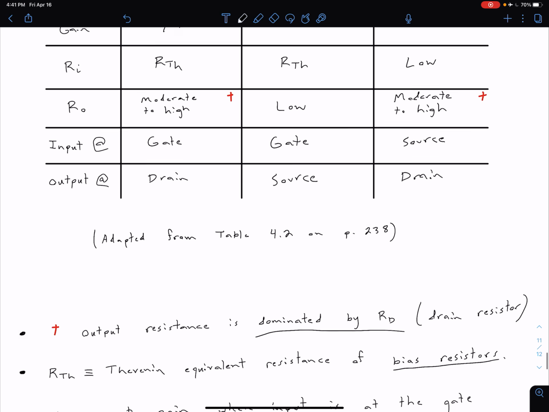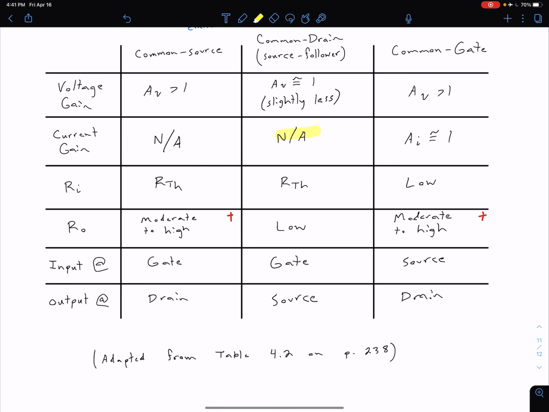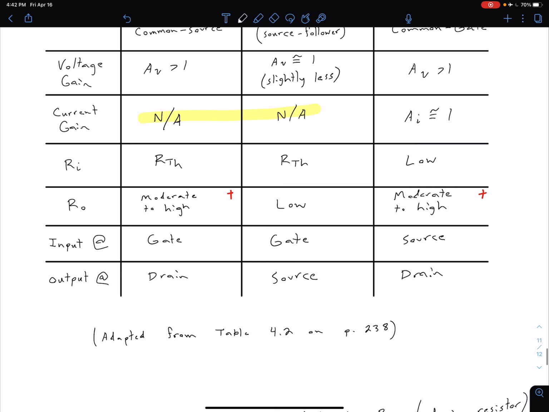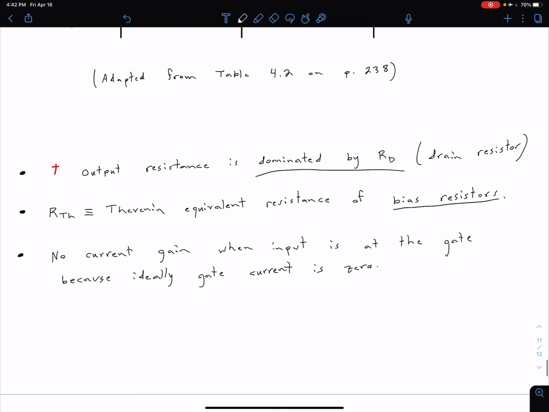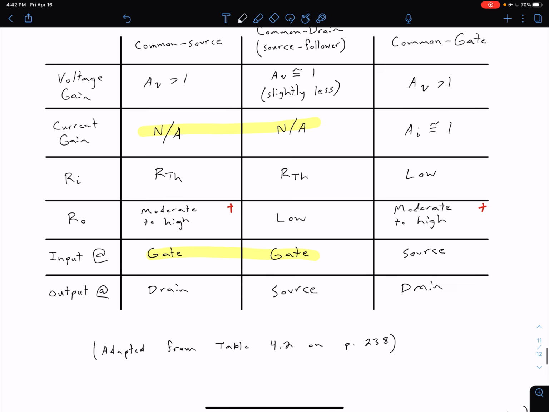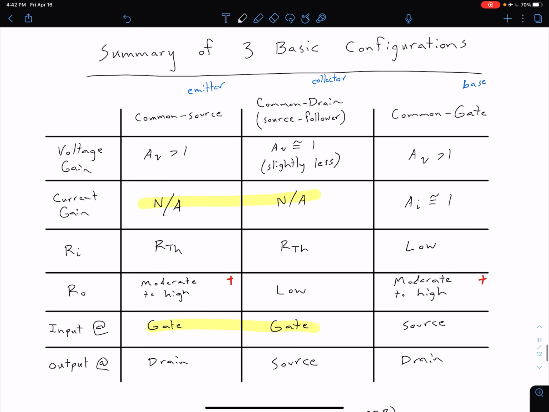And the reason that we did not have a defined current gain in these two configurations is because our input is defined at our gate terminal. And so remember that ideally our gate current is 0. So if we don't have any current, how can we be amplifying it? So it doesn't really make sense to define a current gain. So now that we've seen this overview of our three basic configurations, in the following videos, we're going to be taking a look at each one of these configurations in turn.